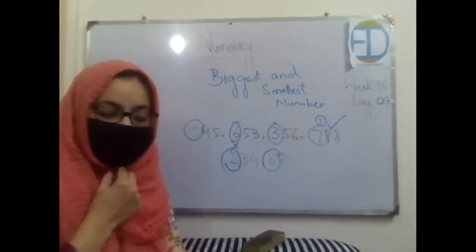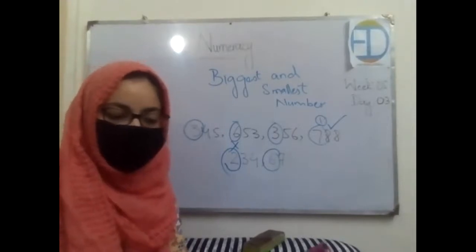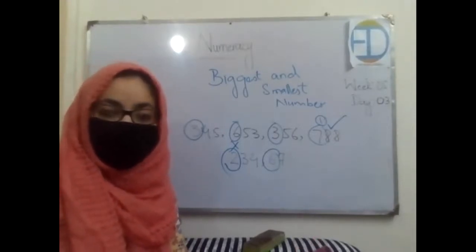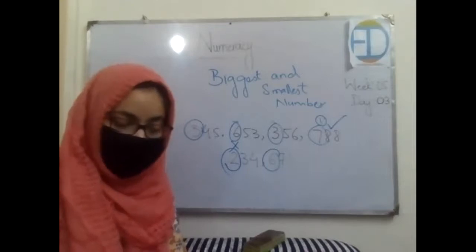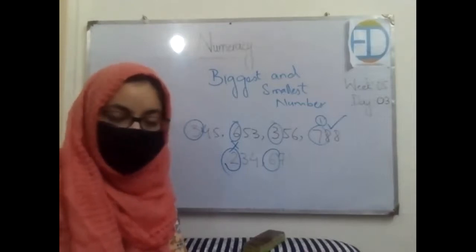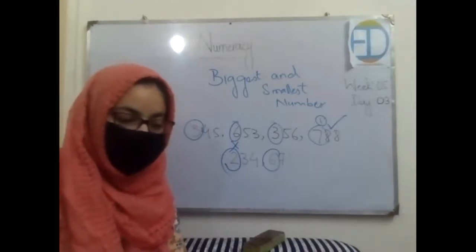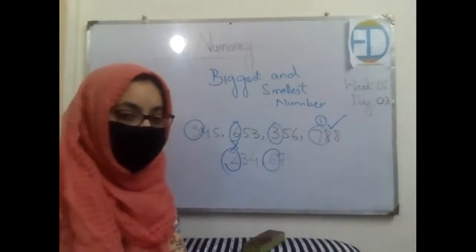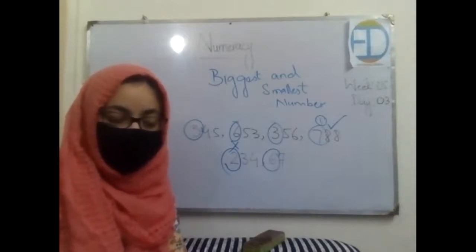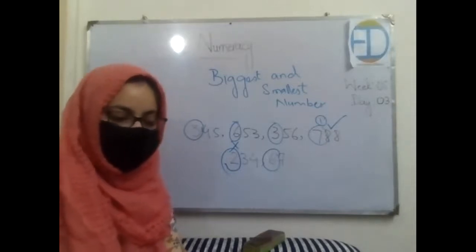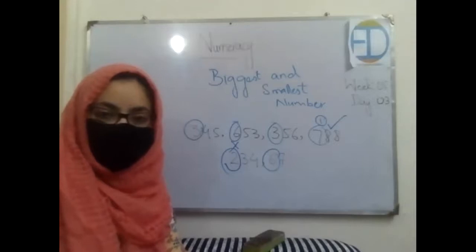Yes, who is going to tell me which is the highest number in the next one? Yes, Sarah? 987. Excellent. And which is the smallest number? Yes, Ahmed, you tell me which is the smallest number? Not 143. Look again. 124. Excellent.